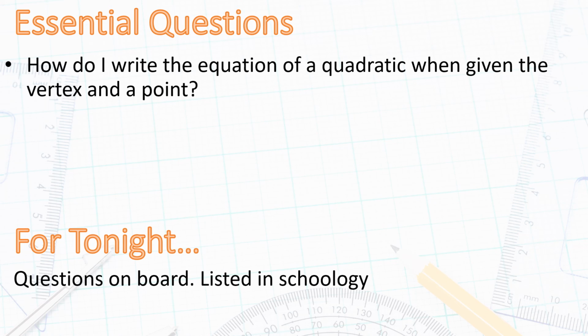So then for tonight, our essential question, how do I do that? How do I get from knowing a point and a vertex to the actual final equation? Well, I label them x, y, h, and k. I sub them into my equation for a quadratic formula. So that's y equals a times x minus h squared plus k. And then I simplify it down.